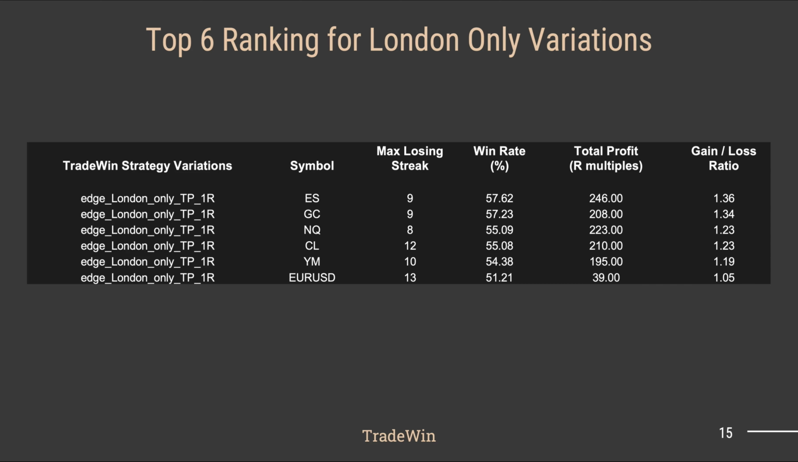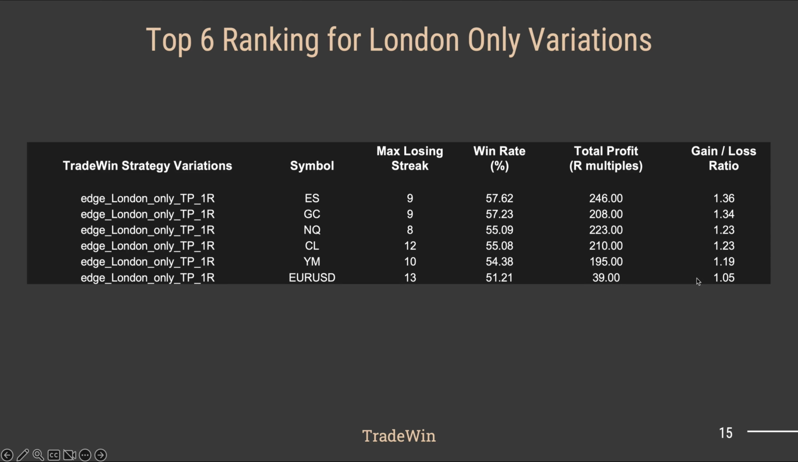After that, we have the win rate in percentages. We have the total profit, again in terms of multiples of R, and the gain-loss ratio. As an element, we can notice that there is only one strategy variation that makes the core strategy positive and profitable. Okay? It's only the 1 hour take profit condition during London session that is profitable.